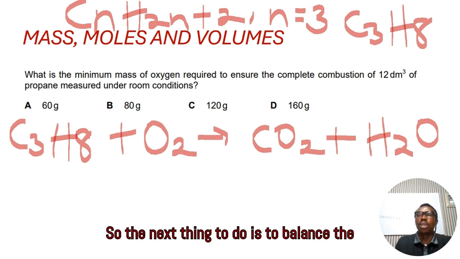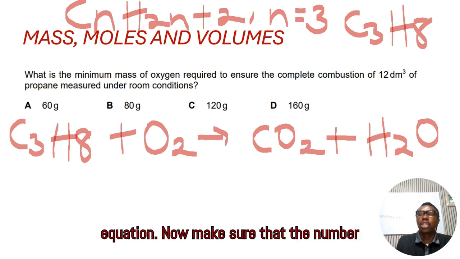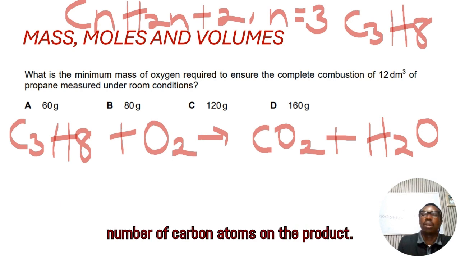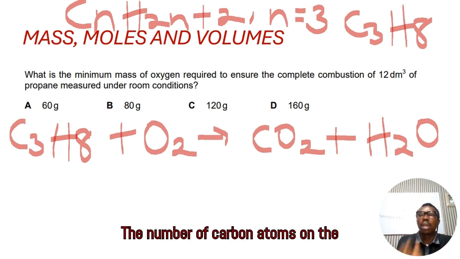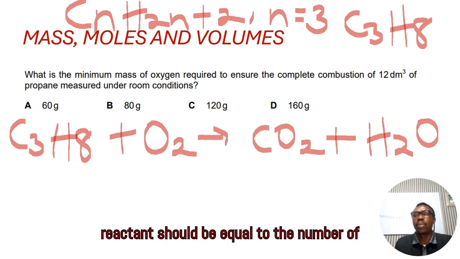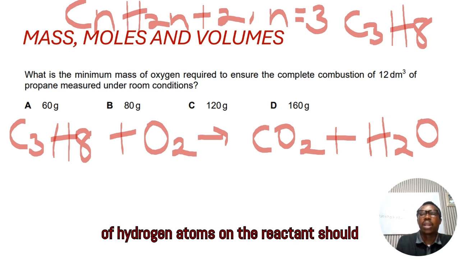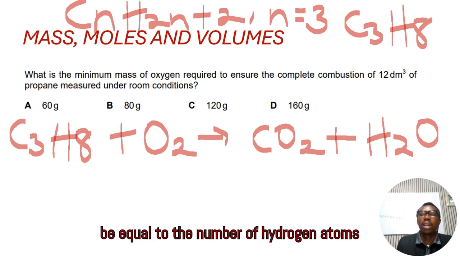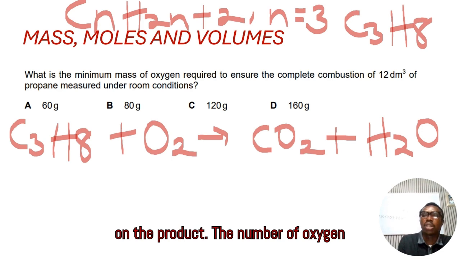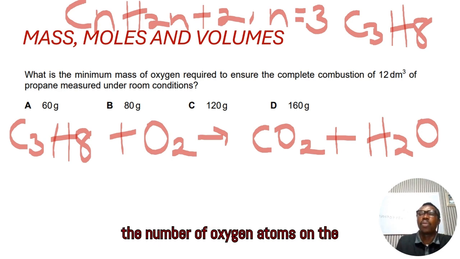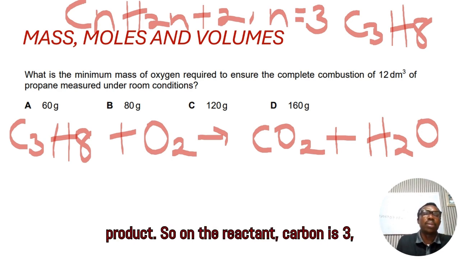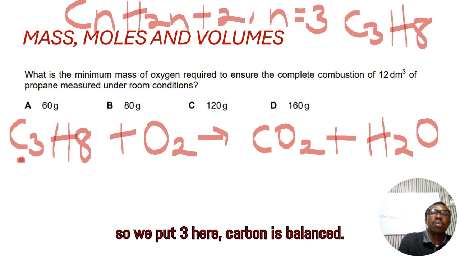So the next thing to do is to balance the equation. Now make sure that the number of carbon atoms on the reactant is equal to the number of carbon atoms on the product. The number of hydrogen atoms on the reactant should be equal to the number of hydrogen atoms on the product. The number of oxygen atoms on the reactant should be equal to the number of oxygen atoms on the product. So on the reactant, carbon is 3, so we'll put 3 here.